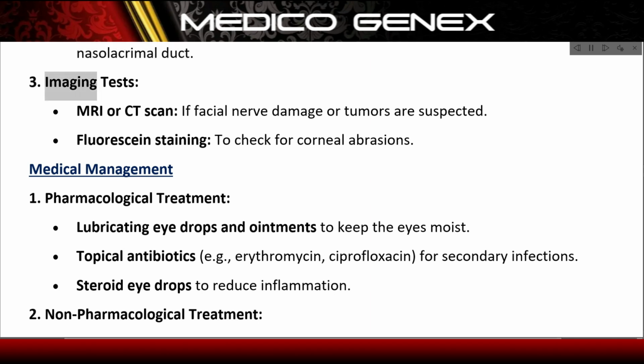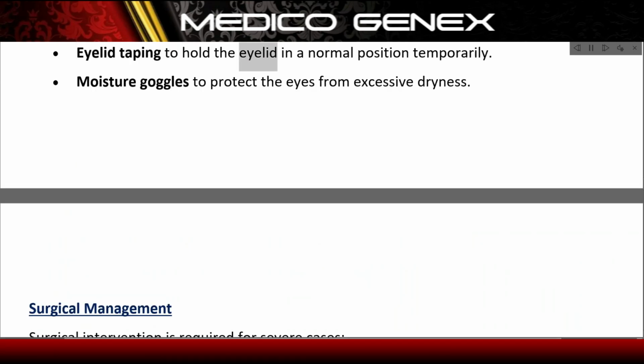3. Imaging tests. MRI or CT scan if facial nerve damage or tumors are suspected. Fluorescein staining, to check for corneal abrasions. Medical management. 1. Pharmacological treatment. Lubricating eye drops and ointments to keep the eyes moist. Topical antibiotics, example erythromycin, ciprofloxacin, for secondary infections. Steroid eye drops to reduce inflammation. 2. Non-pharmacological treatment. Eyelid taping to hold the eyelid in a normal position temporarily. Moisture goggles to protect the eyes from excessive dryness.